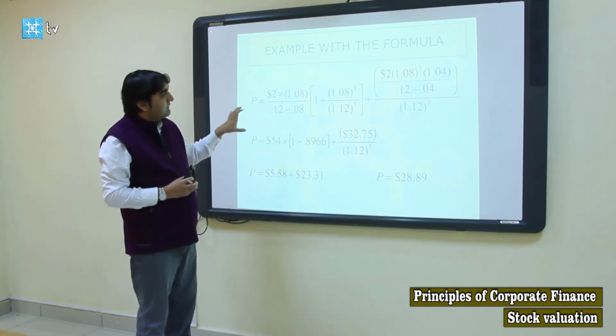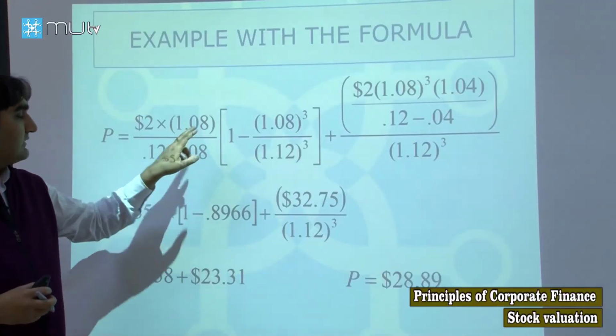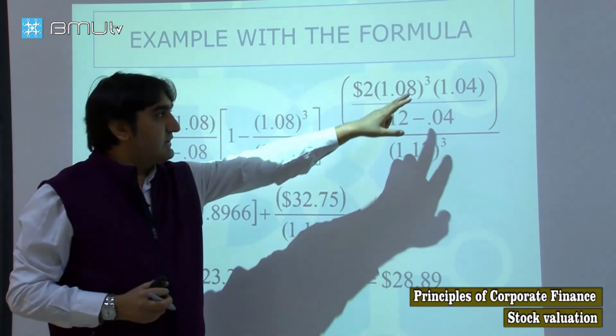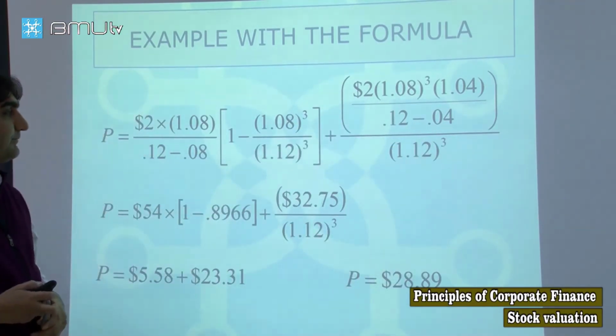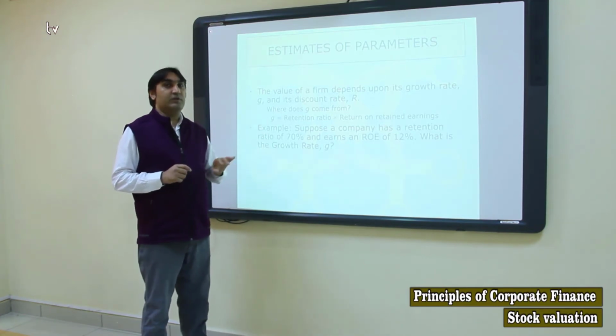So this is a stock with dividends with differential growth rate. For the first 3 years, it grows at 8%. Starting from the 4th year, it grows at 4%. So in our calculations, these parameters are important.